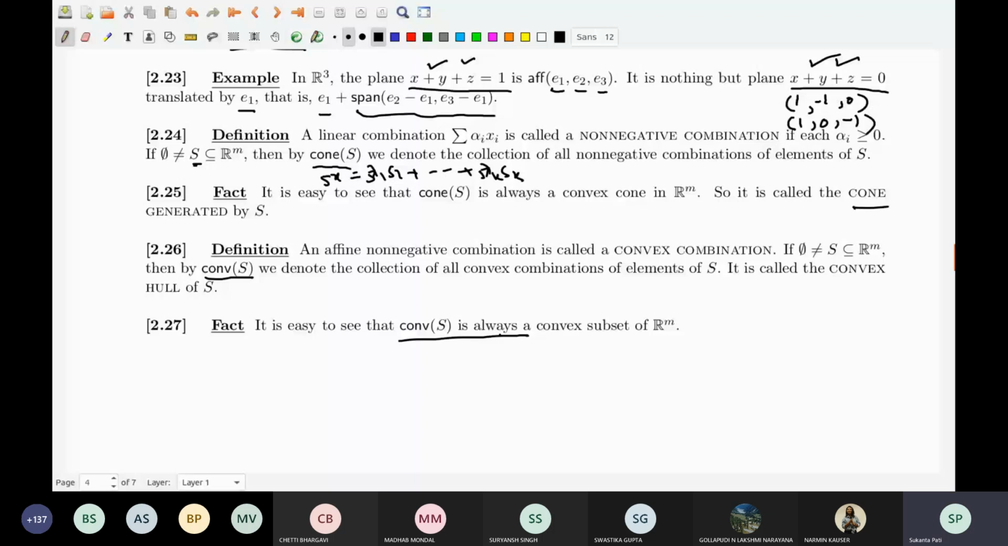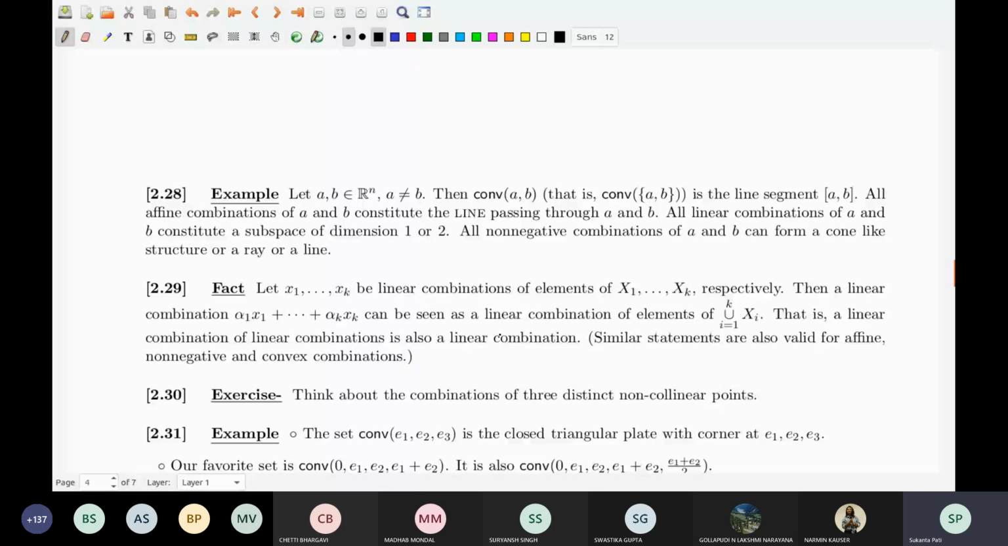Let me take a few examples. Suppose I have in Rn two points A and B, A not equal to B. Instead of writing conv with brackets around A comma B, I will simply write this to mean the convex hull of A and B. This will be nothing but the closed line segment joining A and B. What happens if I take three distinct non-collinear points A, B, C and take the convex hull? Now I should be getting the triangular plate with vertices A, B, C, the closed triangular plate.